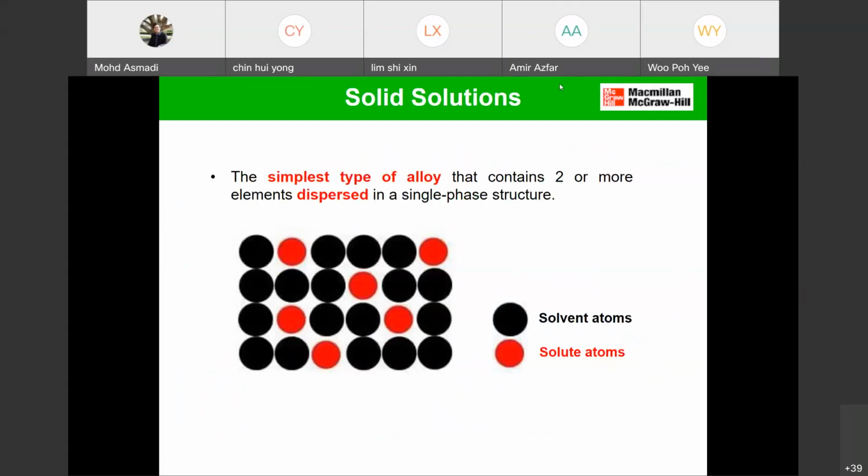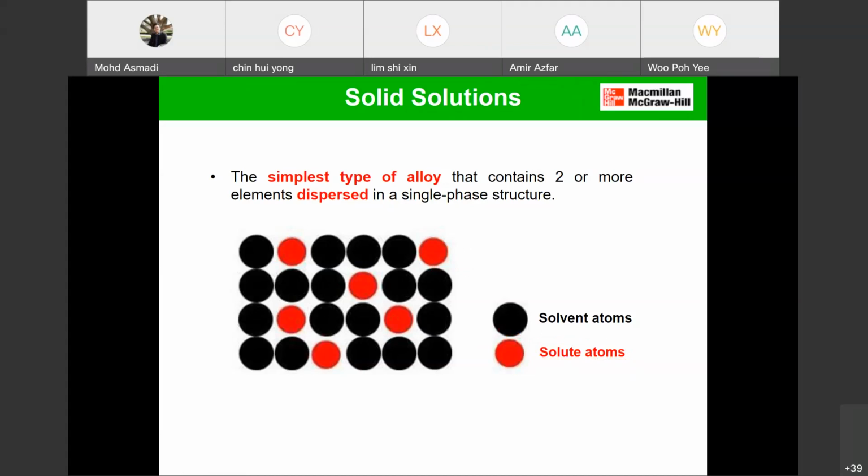For example, solvent atoms, we also call them the host or parent. The number of these atoms is much greater. The red ones are the atoms that we add to the solvent atoms, and we call these solute atoms. You have to remember this. Also, this one replaces the vacancy in the parent atoms.